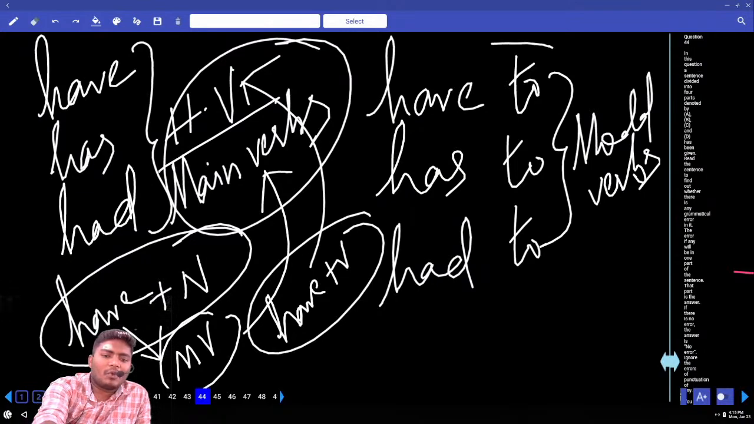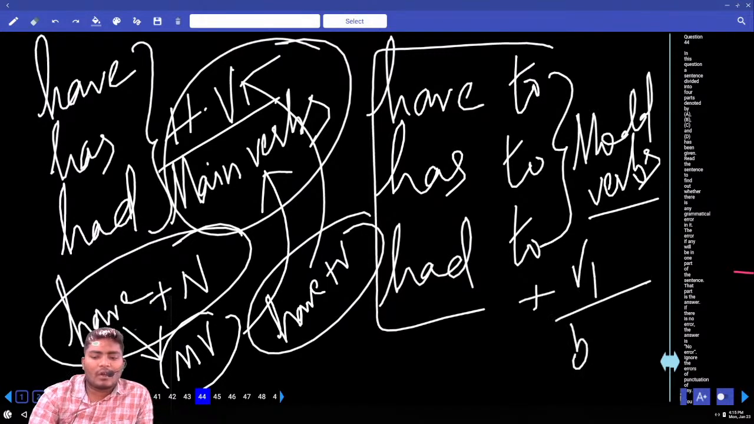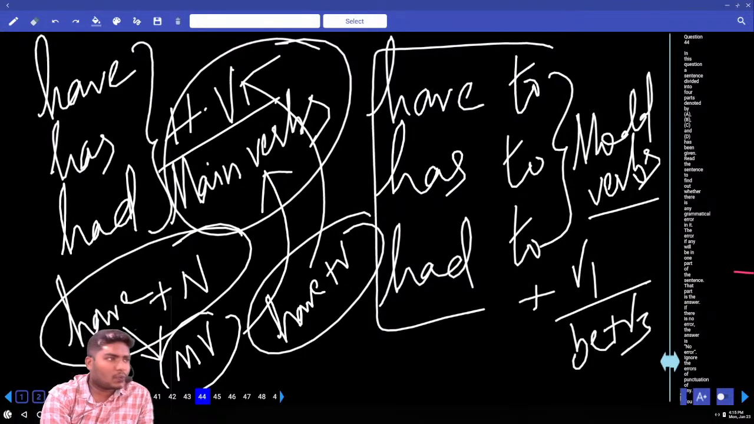Next, again we have three more combinations. Have to, has to, and had to. These three are nothing but modal verbs. What is the rule of modal verbs? Modal verbs are followed by V1, or they are also followed by be plus V3.